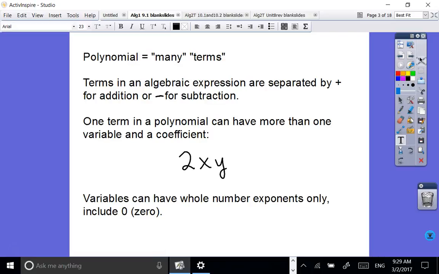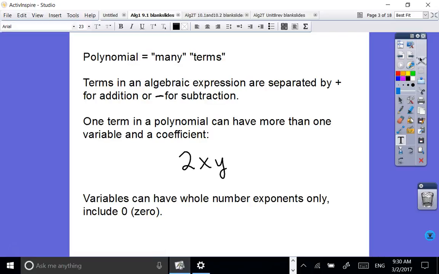If there's a plus or a minus in there for addition or subtraction, that splits it into multiple terms. But just one term in a polynomial could have variables in it, could have more than one variable, could have a number in front. The number is called a coefficient. We're going to do the FOIL thing in here, eventually, not today. All right, so polynomial, many terms.